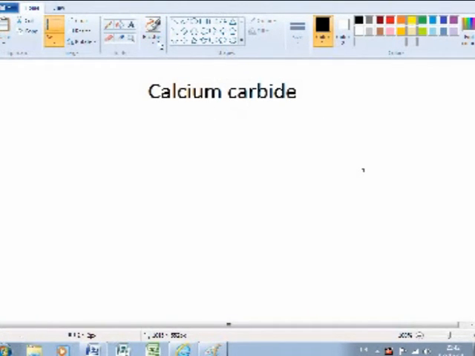Our final example that we're going to look at just now is the compound calcium carbide. And what we do is the exact same thing again, we write down the symbols of each of the elements present. So calcium is Ca and carbide, which is carbon, is C. Our next stage is to write down the valencies. Calcium's in group 2, valency 2. Carbon's in group 4, therefore has a valency of 4.